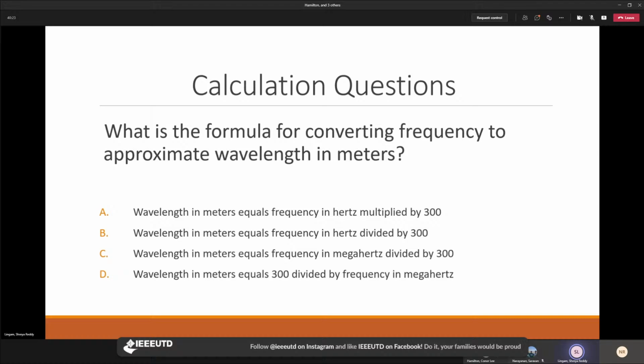In general, the wavelength in meters multiplied by the frequency in hertz is equal to the speed of light, which is about 3 times 10 to the 8 meters per second. If you rearrange the equation and convert the frequency to megahertz, wavelength in meters multiplied by the frequency in megahertz is equal to 300, which correlates to D: wavelength in meters equals 300 divided by frequency in megahertz. So it might be easier to just memorize this final equation.